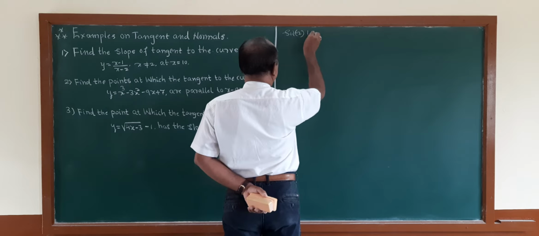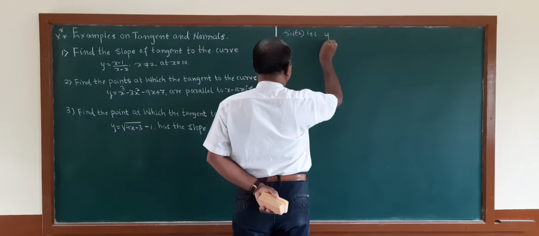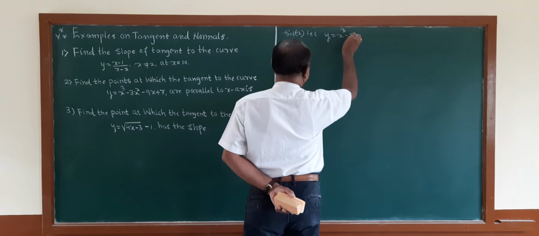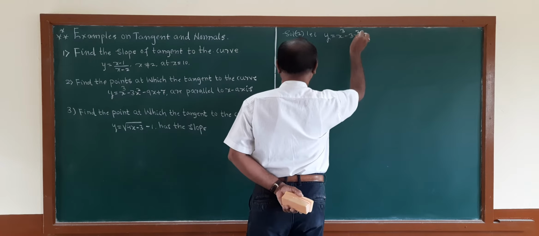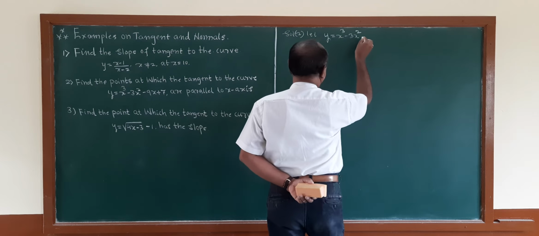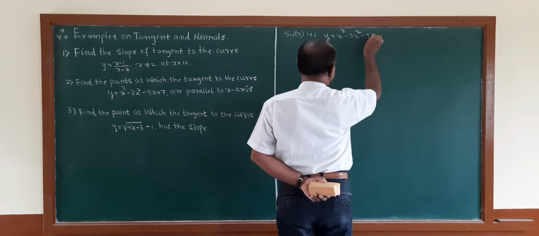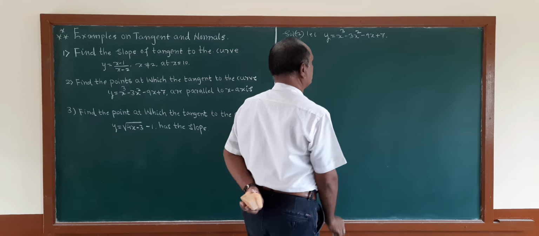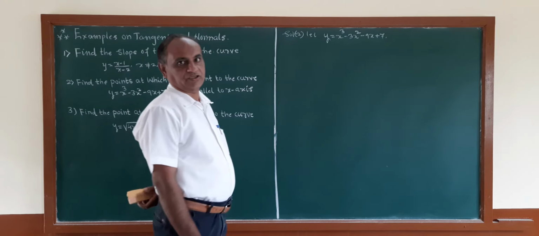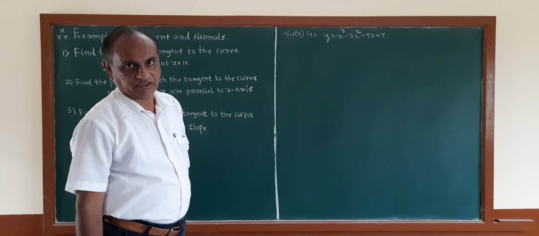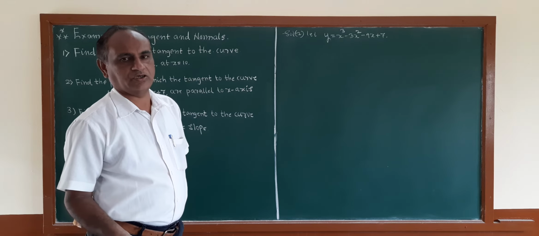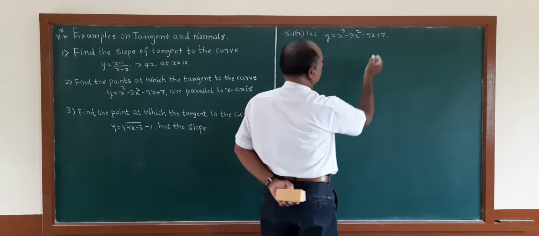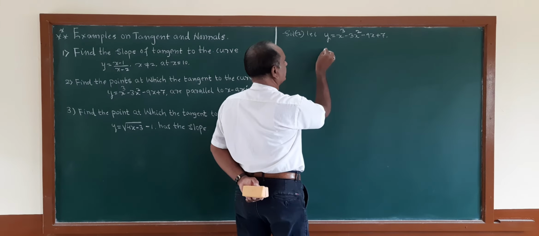Solution: let y is equal to x raised to 3 minus 3x square minus 9x plus 7. So first your duty is to write dy by dx. Find the points on the curve means you have to find the values of x and y. So differentiate equation number 1 with respect to x.